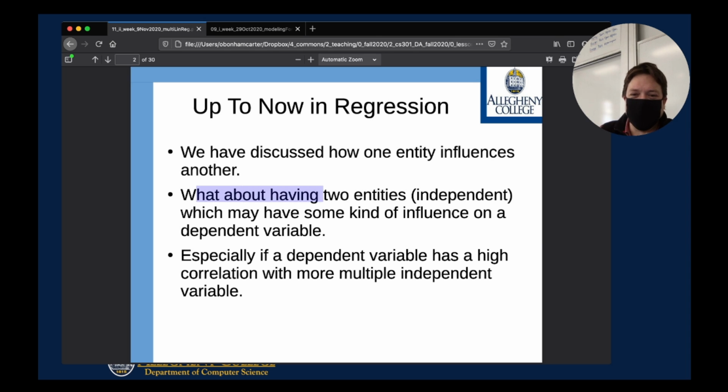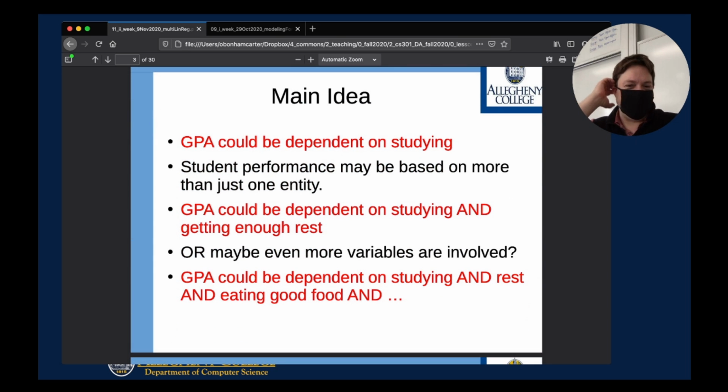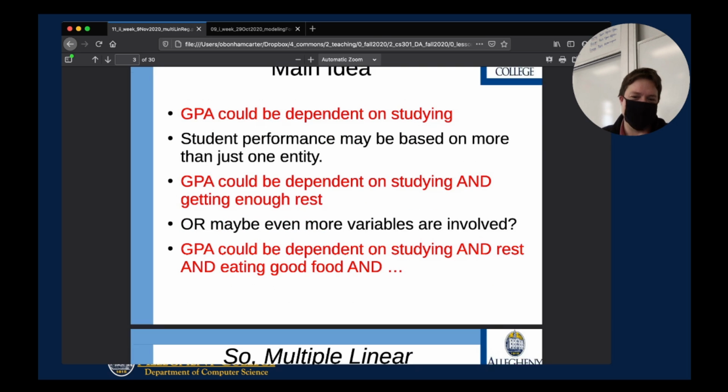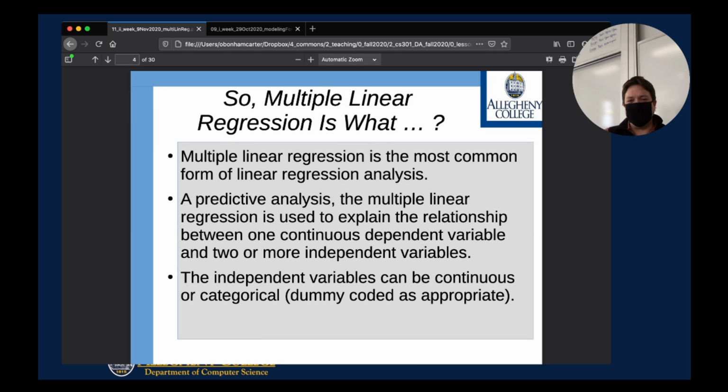So when we have just two entities, then you might find that there's more of an influence you can measure on the dependent variables. Anyway, here's the thing I was getting on about before: the GPA or the grades you get in school would be dependent on studying, but maybe also a bunch of other things too, like rest, food, and some other stuff. And so we use this new system called multiple linear regression to put multiple variables into a model to see whether those variables work collectively to influence our dependent variable.